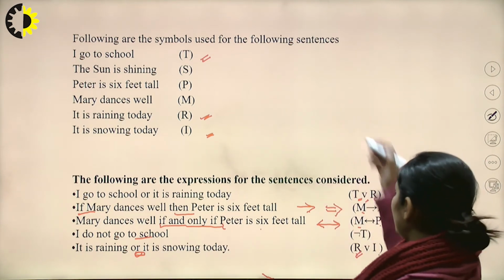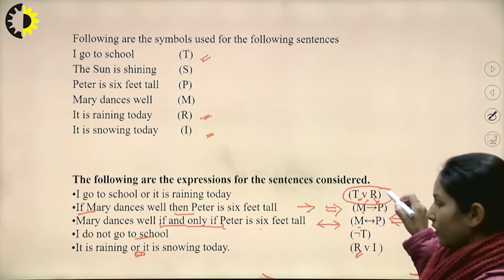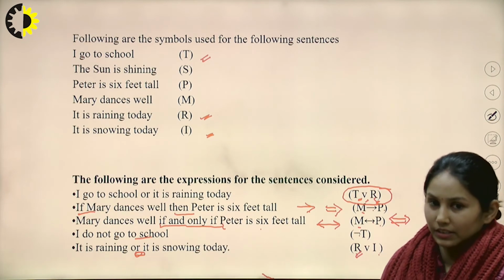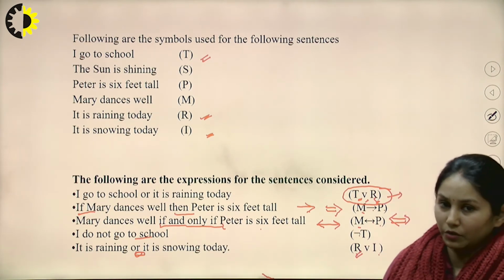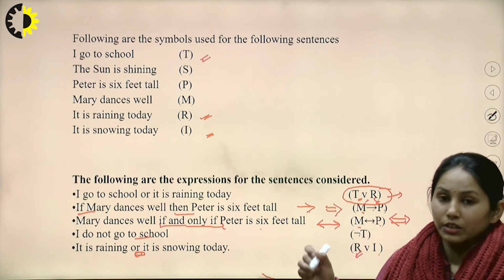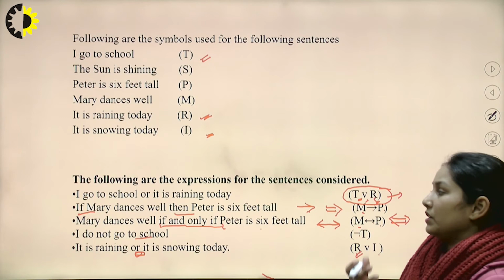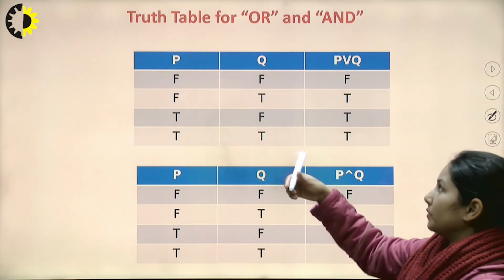This is your output: "I go to school or it is raining today." This is the final sentence. So you have to find out the answer for this particular output, this particular logic. For finding the solution, you have to create a table, and how you are going to create it will be shown here.